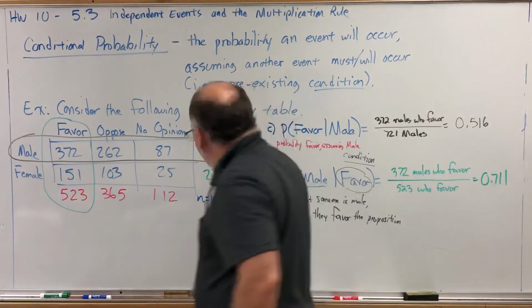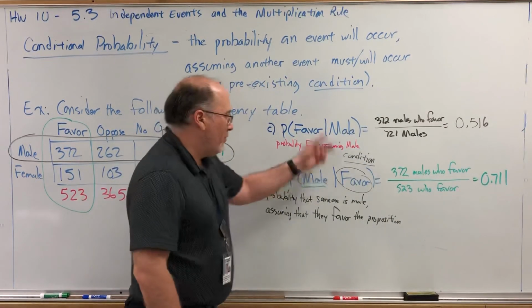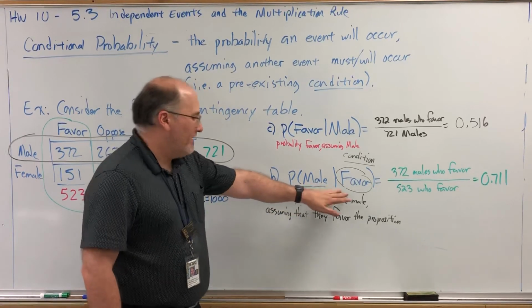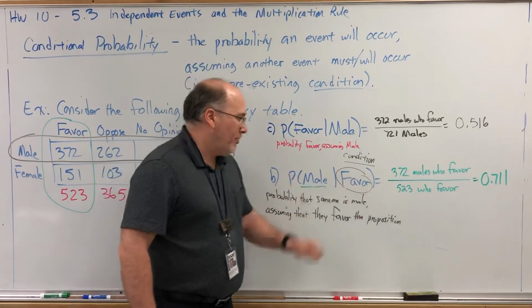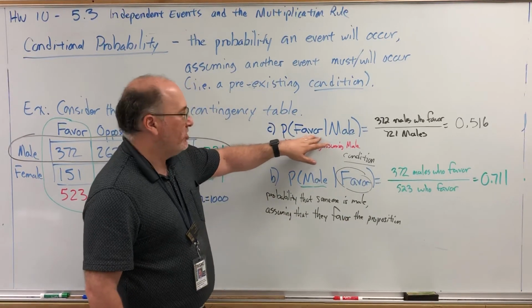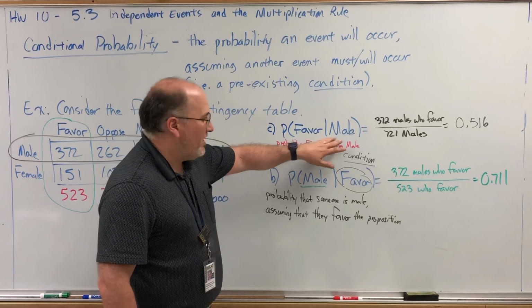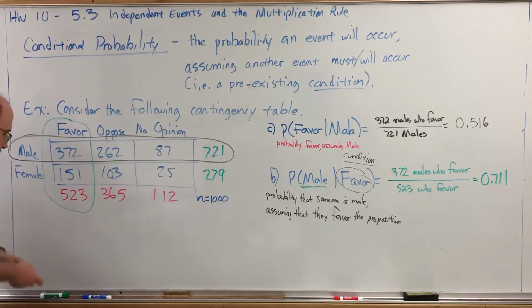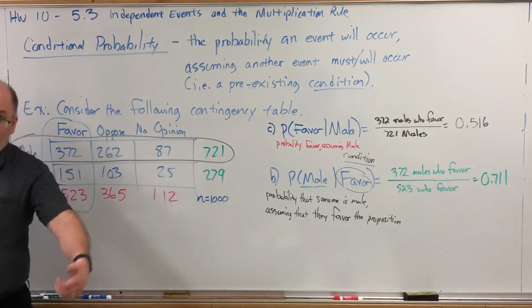So I wanted to do the conditional probability in both orders, the probability that they're male given that or assuming that they favor the proposition, as opposed to the probability that they favor the proposition given that or assuming that they're male, to show you that it does matter what order you do a conditional probability in. In the next video, we'll formally define a conditional probability.